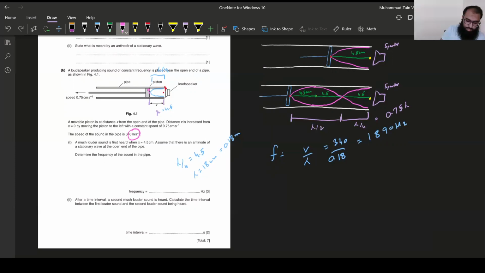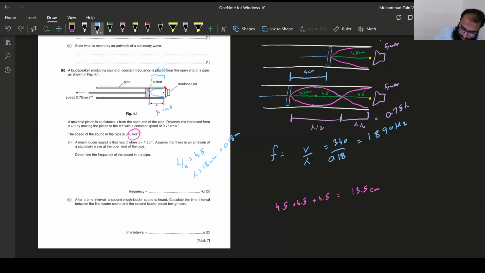And from this, I could find the actual length of this whole thing, which I just did: 4.5 plus 4.5 plus 4.5. So this would give me 13.5 centimeters. This is my new length. So between the time that the first stationary wave formed and the second stationary wave formed, what's the distance moved by the piston? Initially the distance was just 4.5 and then it became 13.5. So this distance is 9 centimeters.